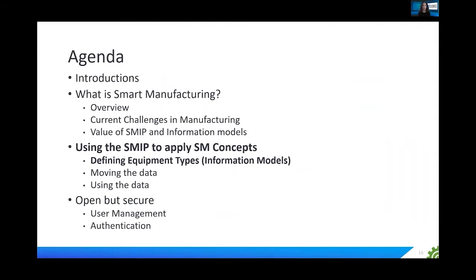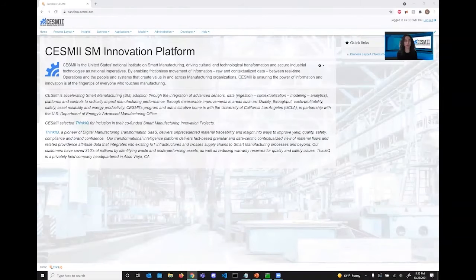So first things first, we're going to define equipment types. I'm going to switch over from PowerPoint and we're going to instead go to the web browser. This would be a good time to go back to the credentials and pull them up so that you can follow along. This is the Smart Manufacturing Innovation Platform. Go to sandbox.cesmi.net to see an instance of it, and you can log in with the credentials I showed earlier.